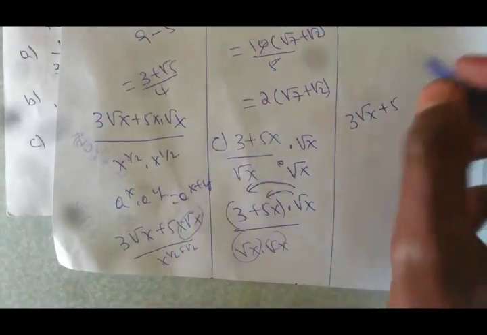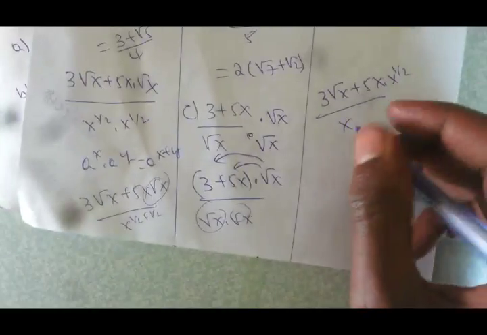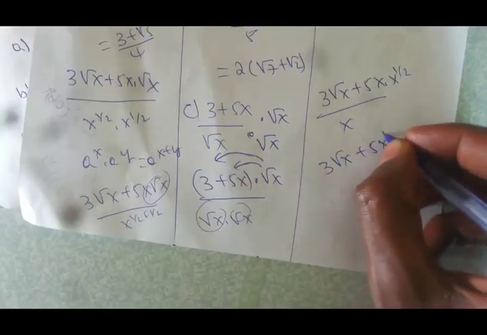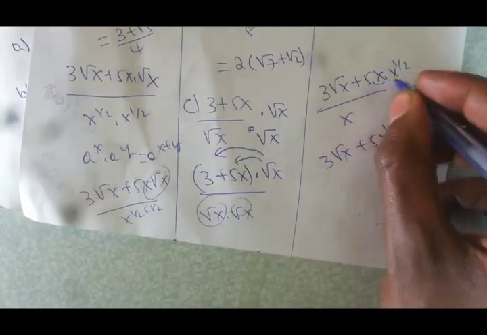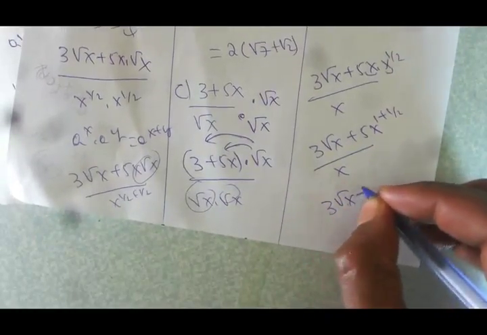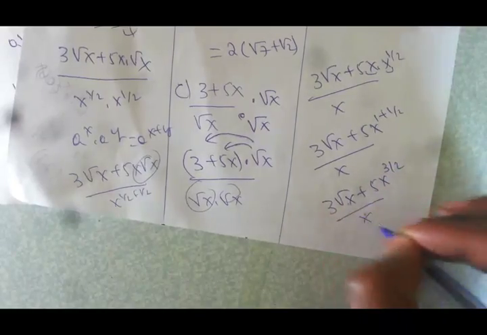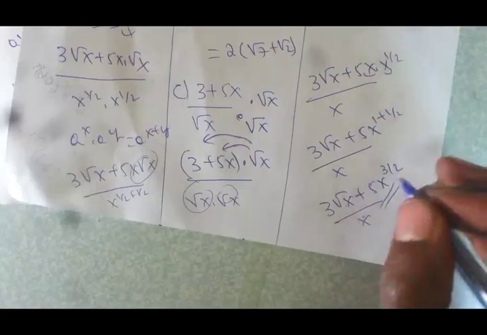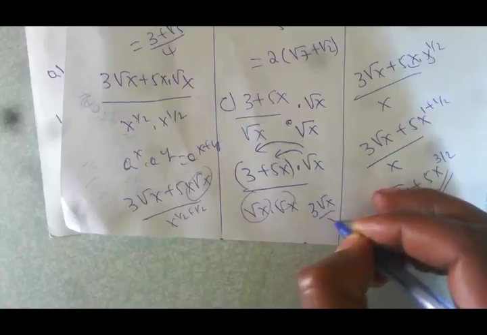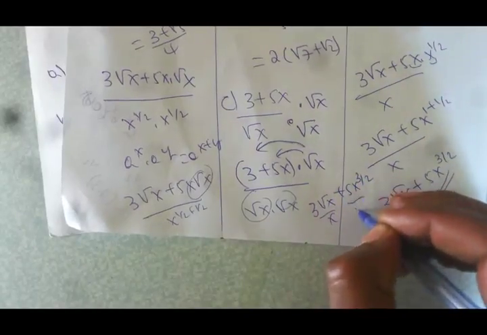This also can be written as x times x raised to 1 over 2, over x. And we know that 3 square root of x plus 5 x raised to 1 plus 1 over 2. Since the bases are the same, we can add their exponents, over x. 3 square root of x plus 5 x raised to 3 over 2, over x. This is our final answer, or we can simplify this: 3 square root of x over x plus 5 x raised to 3 over 2 over x.